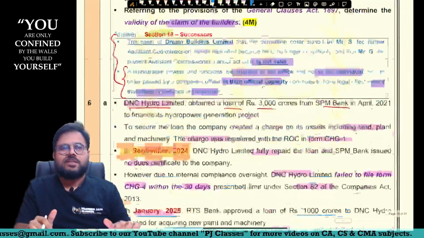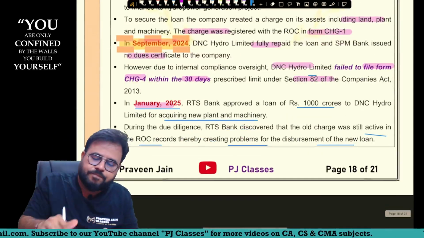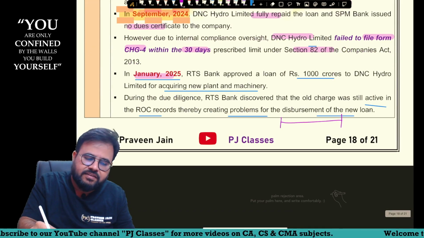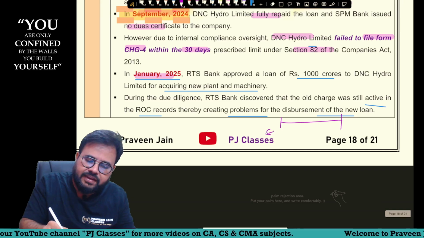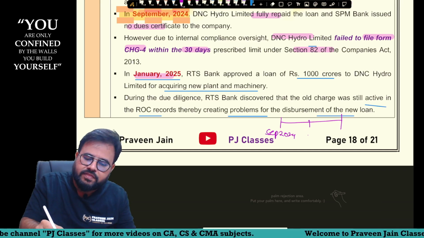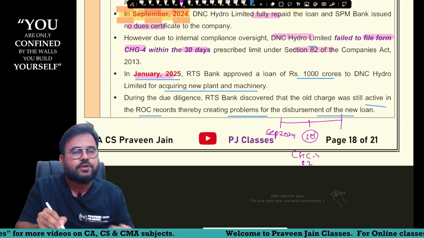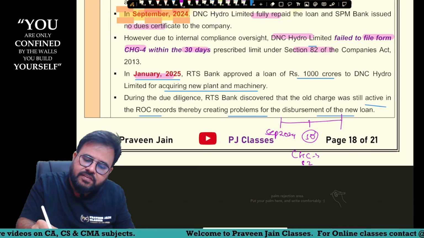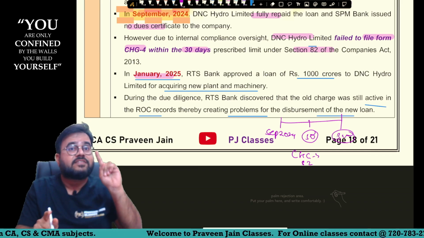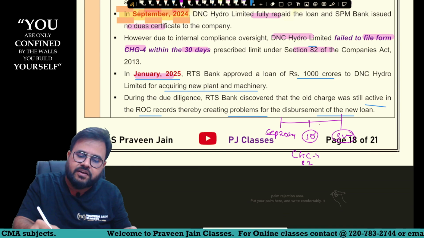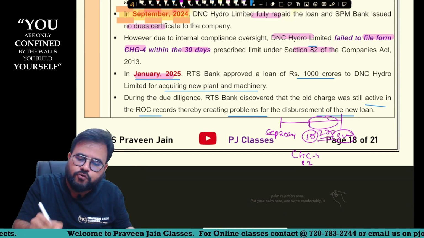Now what you have to do? Simple logic here. Can I say charge is satisfied on which day? Day is not given, September 2024. 30 days you are supposed to do the filing of CHG4 as per section 82. You did not do. No problem, sir. You can still do it in 300 days. 300 days from satisfaction of charge. In other words, you are getting an extension of 270 days, sir.